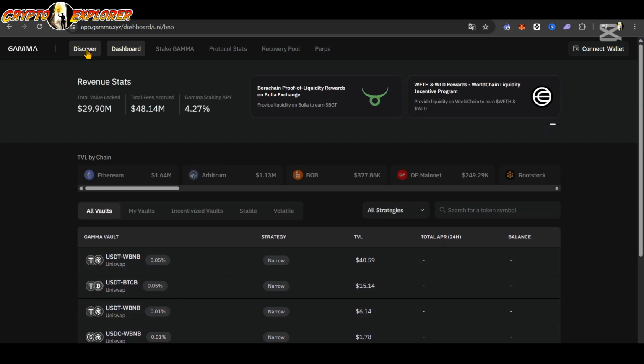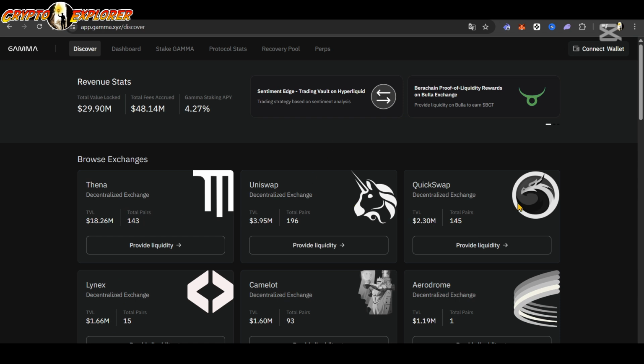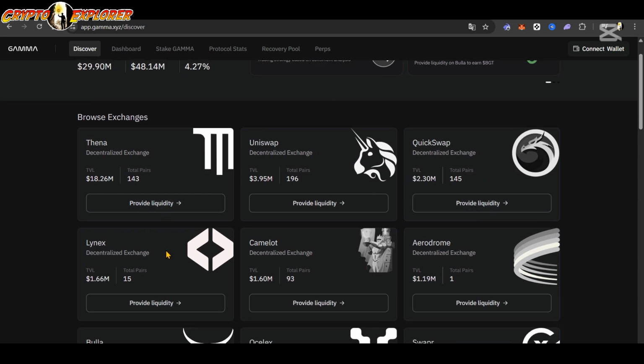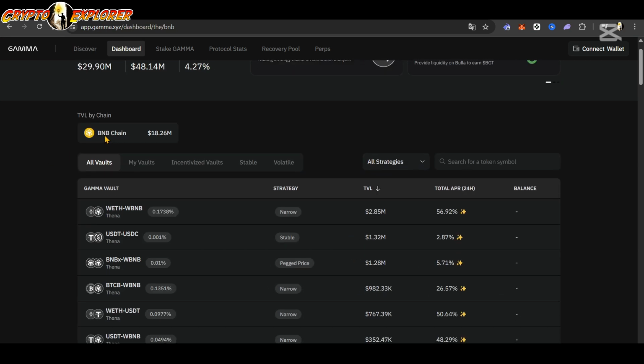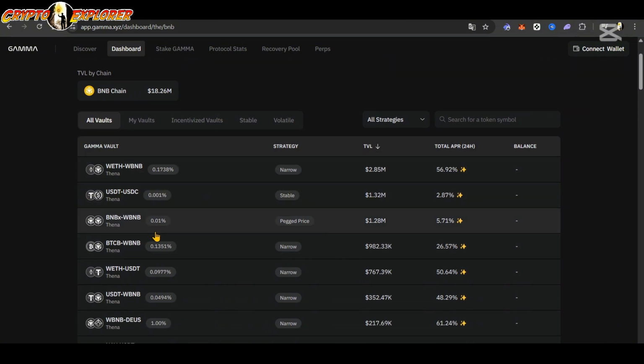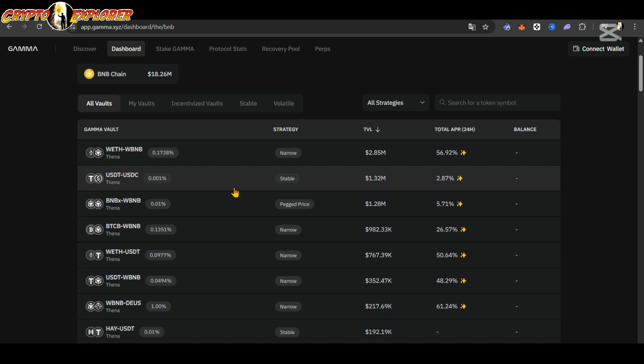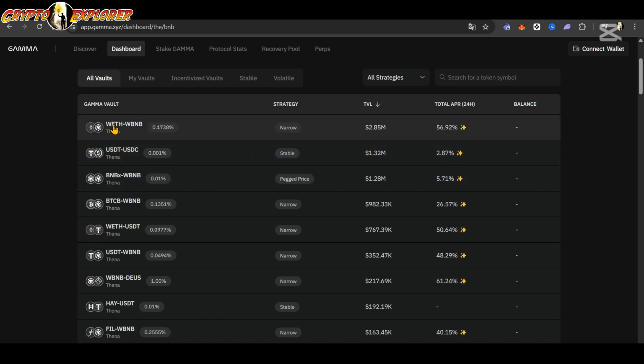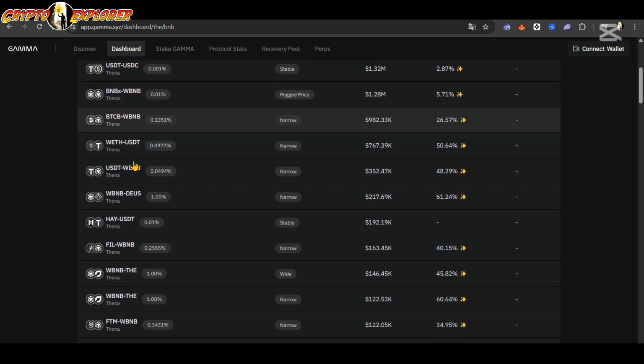You can also go here on Gamma, select a specific exchange, then a specific blockchain. For example, let's go here on Thena. Thena is a very good choice on the BNB chain, and we see they have $18 million in TVL from all of these liquidity pools. So probably this is going to be your best option if you want to use Gamma's services on the BNB chain. So we have some cool pools here, wrapped Ethereum with wrapped BNB, BTCB with wrapped BNB, and here is the pool that we were looking for.